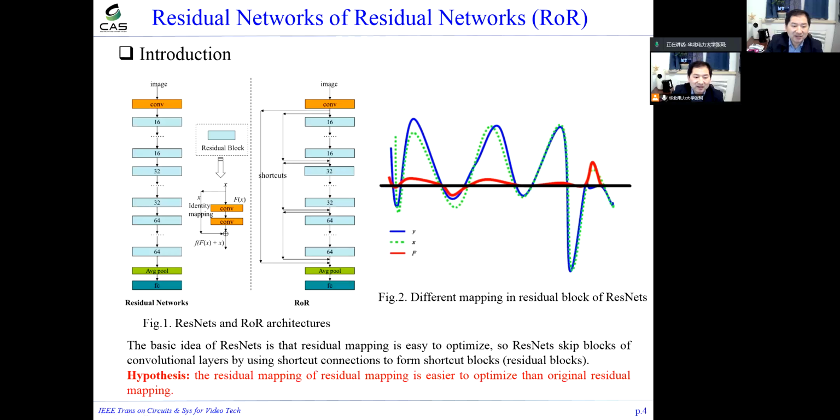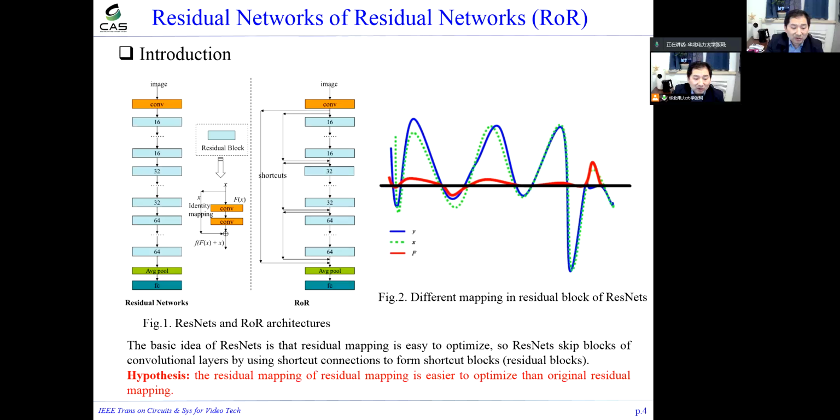The basic idea of ResNets is that residual mapping is easy to optimize, so ResNets skip blocks of convolutional layers by using shortcut connections to form shortcut blocks. Residual networks transfer the learning problem from reaching Y, the blue line, to reaching F, the red line, and we can find the red line is simpler and easier to learn than the blue line.